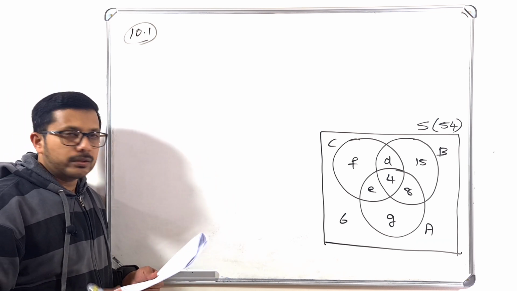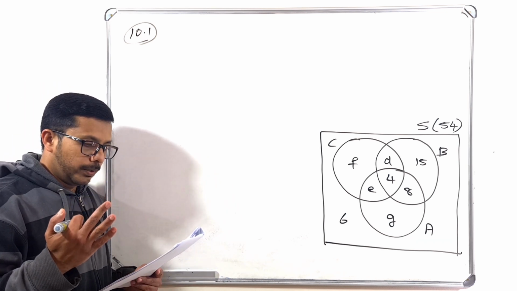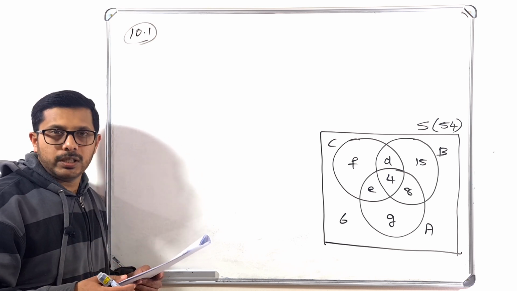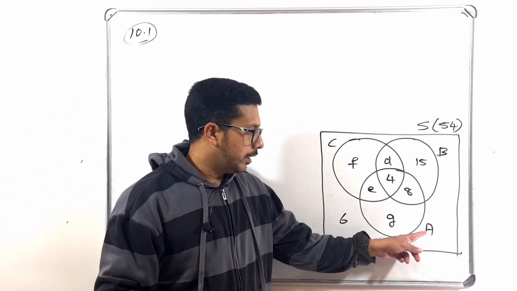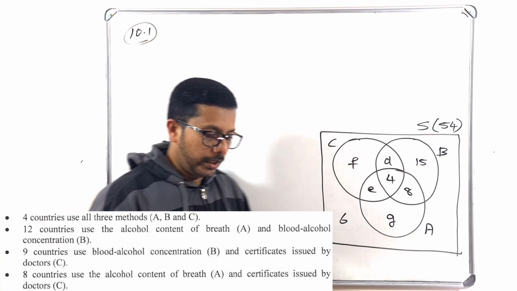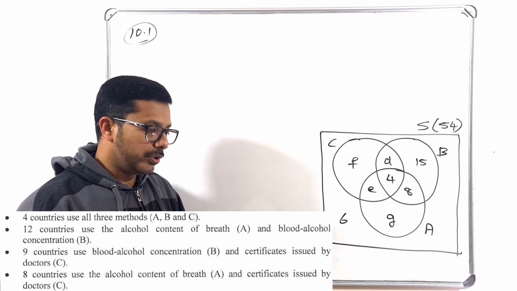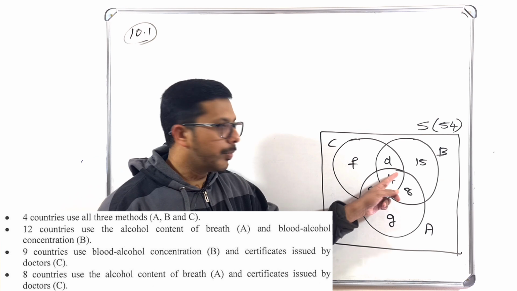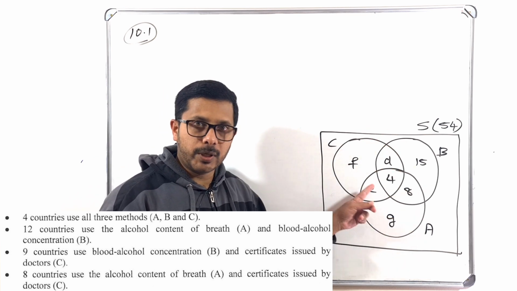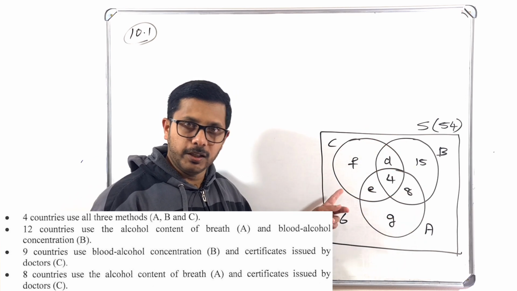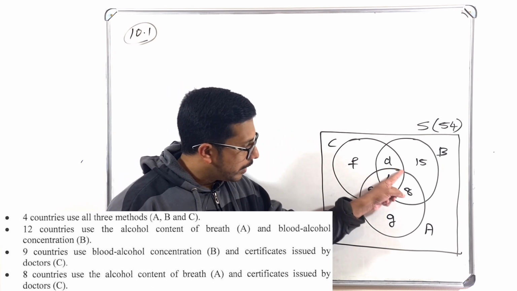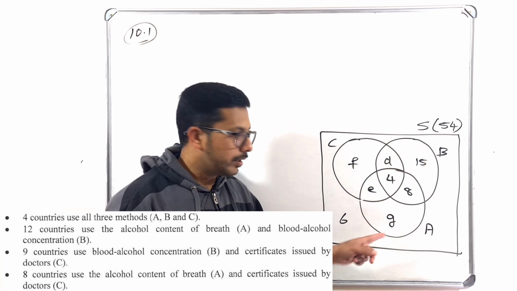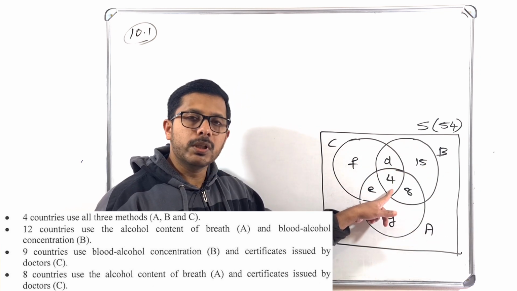There are 3 methods they are using to measure the alcohol level: A, B and C. What is the first bullet? 4 countries use all the 3 methods. Here you can see this is the area that is common for all the 3 circles. You already studied Venn diagrams. That is why 4 countries use all the 3 methods.